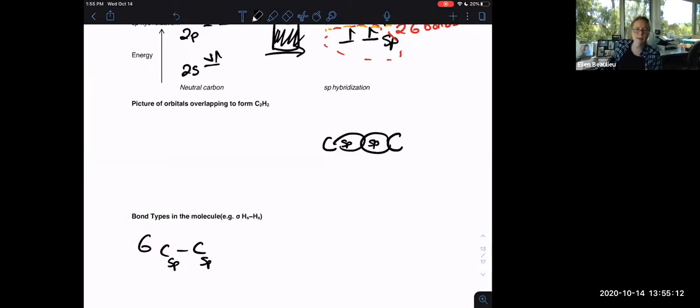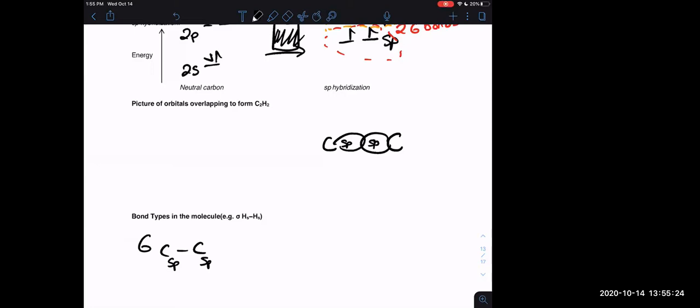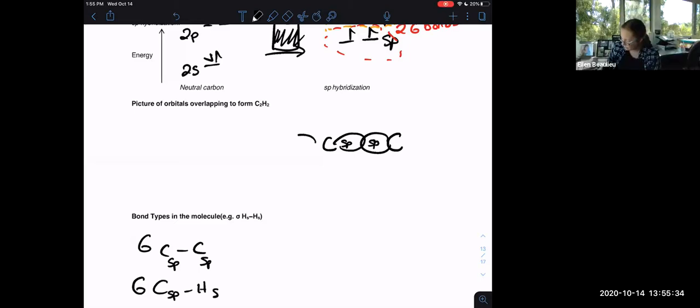What's another bonding interaction that these carbons are experiencing? A sigma bond, carbon sp to hydrogen s. And there's two of those. Great. Thank you, Emily. You're off the hook. No more answers from you today. Need a new friend.